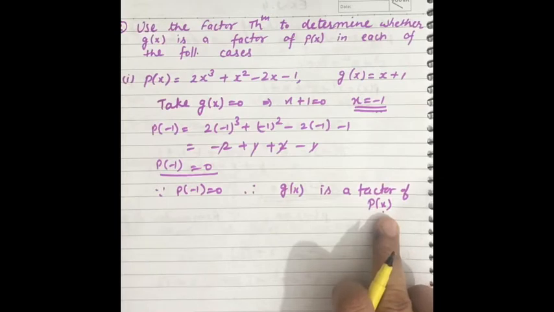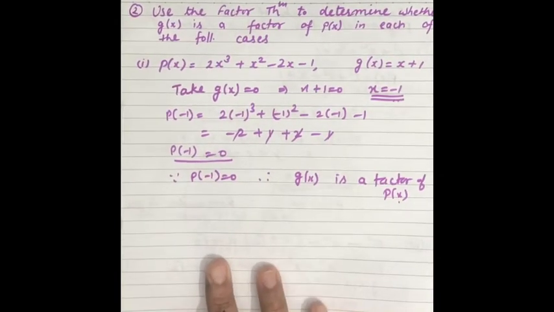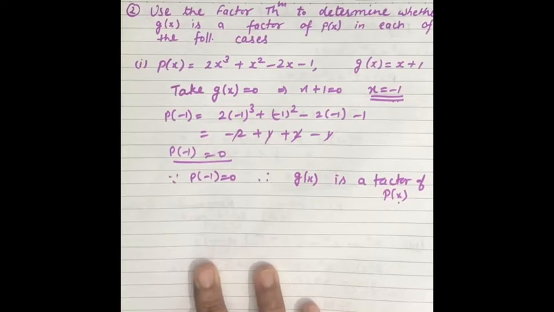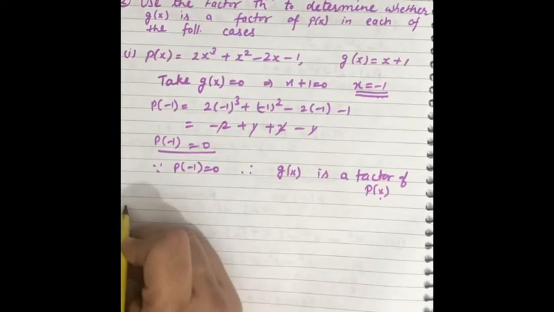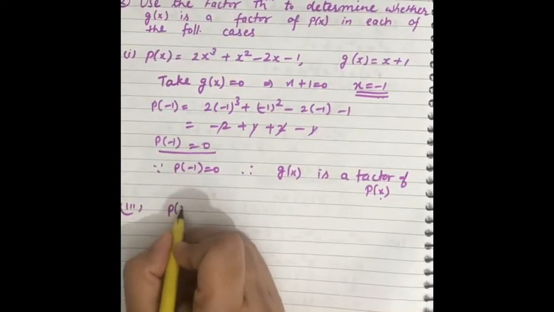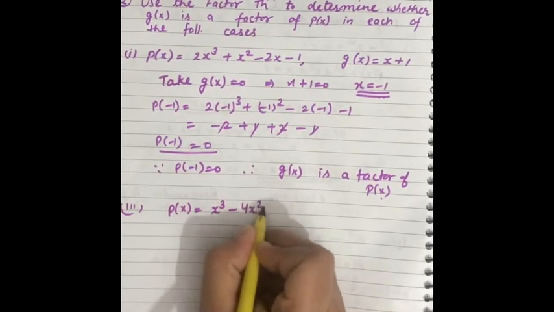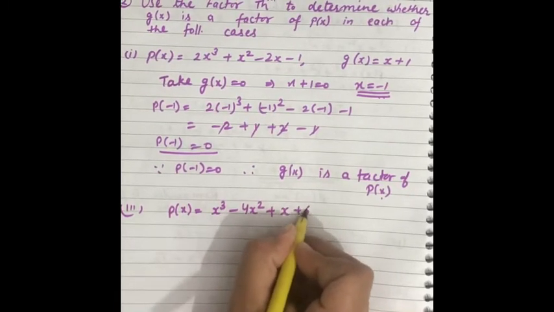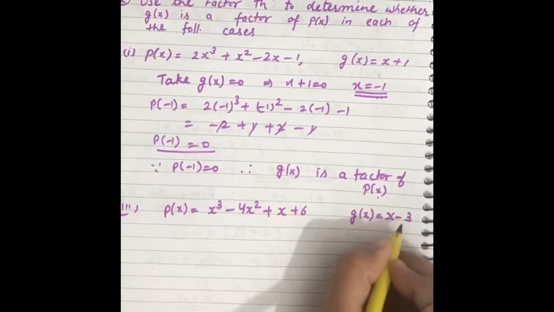Okay, one more part I'll explain to you. In the second question there are 3 parts. The second part will be your homework. The first part I explained, now I'm explaining the third part also. Here also you have to check whether g(x) is a factor of p(x) or not. Here the polynomial is given as x cube minus 4x square plus x plus 6, and the second polynomial is given as g(x) equal to x minus 3.